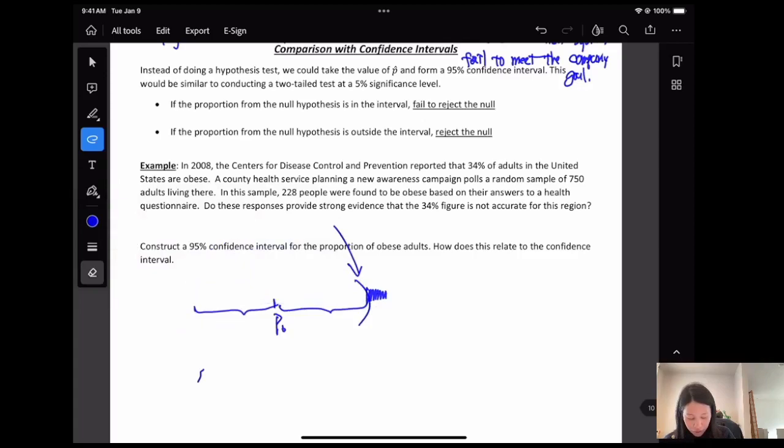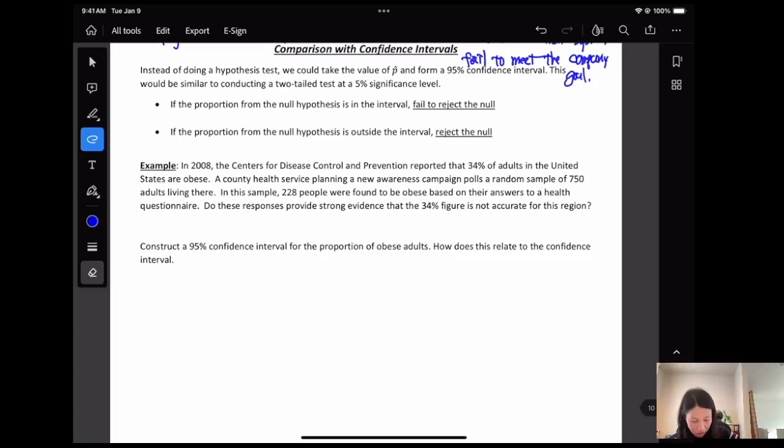Okay, so now let's take a look. If the proportion from the null hypothesis is in the interval, we fail to reject the null hypothesis. That means the proportion from the null hypothesis is inside the interval, and we fail to reject it. If the proportion from the null hypothesis is outside, we reject the null hypothesis.